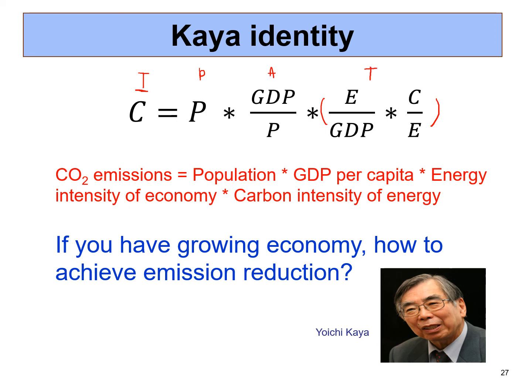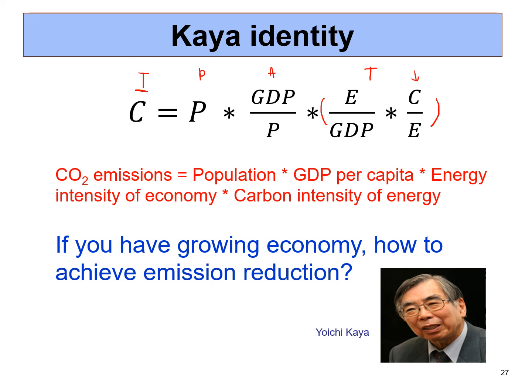Okay, so the first item, we have energy over GDP. So we can say this is the energy intensity of the economy, or in other words, this is the energy used to produce our output. And the last term we have C over E. So C here is the CO2 emission while E is the energy, or we can say this is the carbon intensity of energy. In other words, this is the carbon emitted from the energy used.